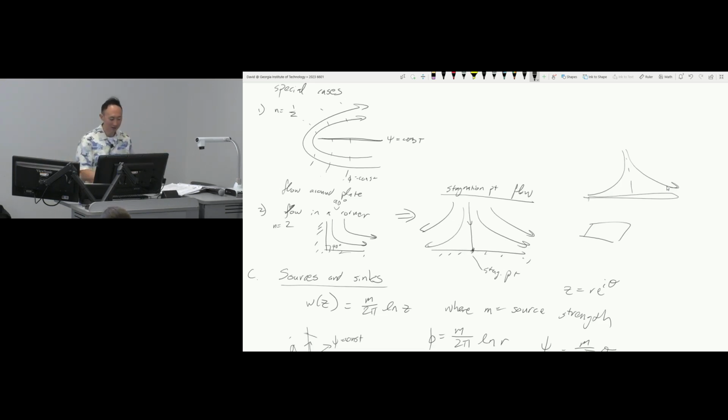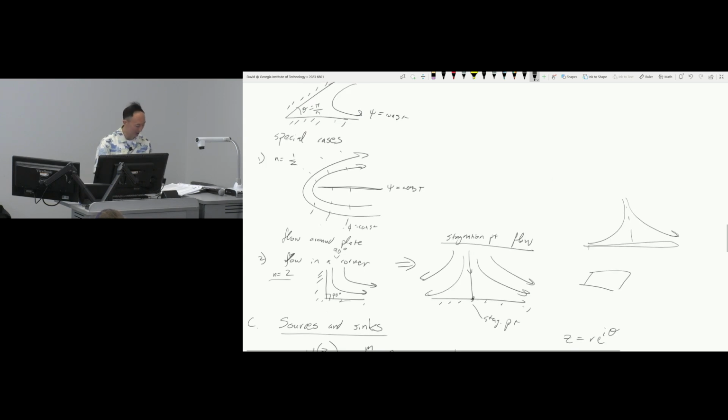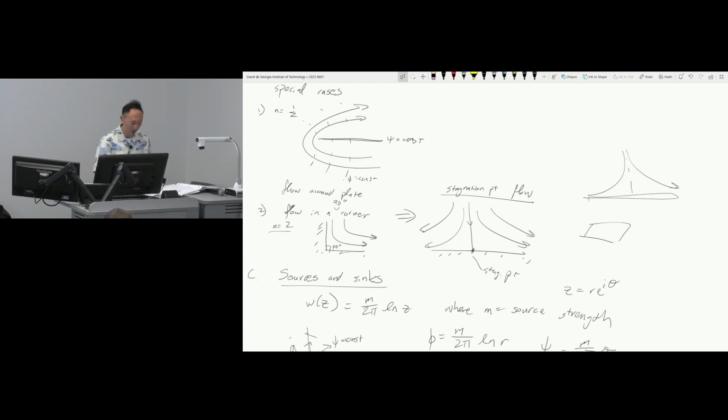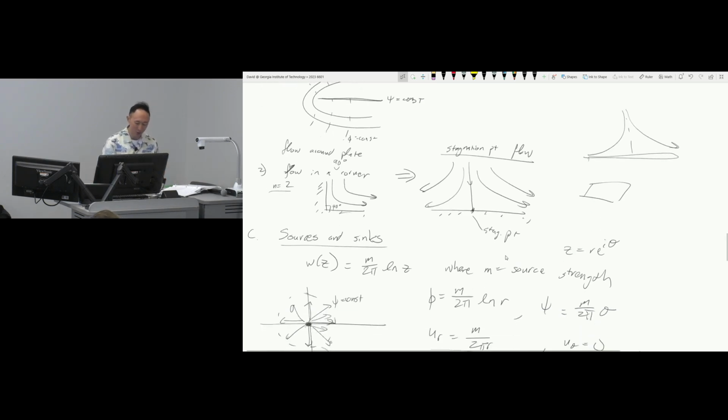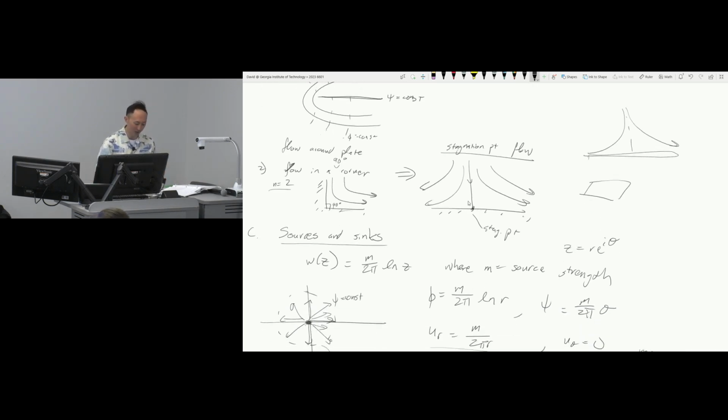To model this you just take this n equals 2 and you use an idea called the method of images, where you assume the left flow is equal to the right flow. So we're not going to calculate both sides, we're just going to calculate the left side. They call that stagnation point flow, and anytime you zoom in on any kind of bluff body, it's going to look like that.